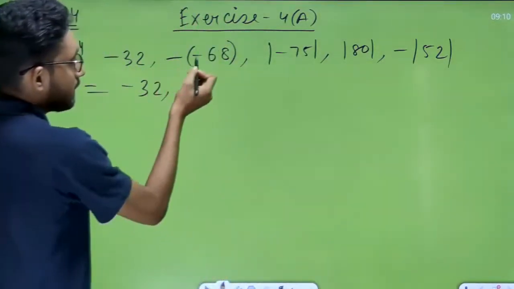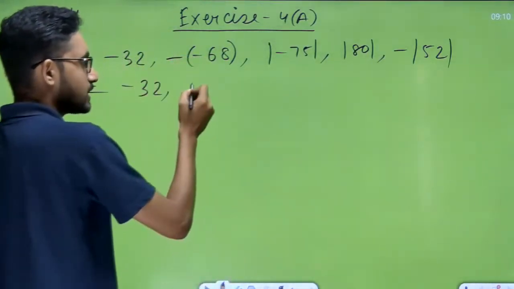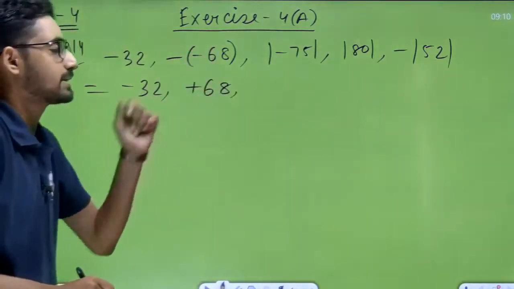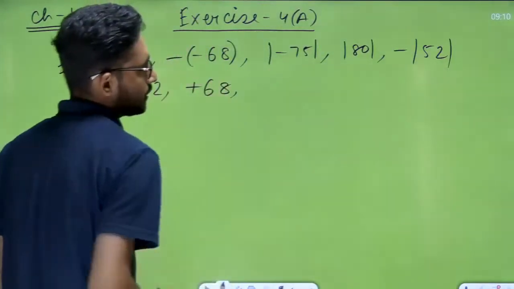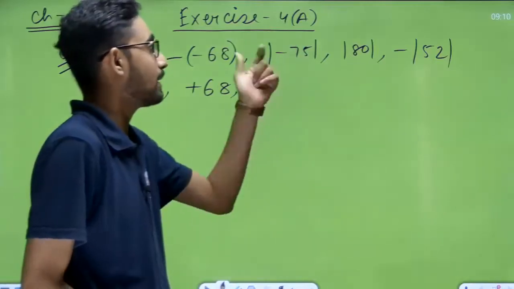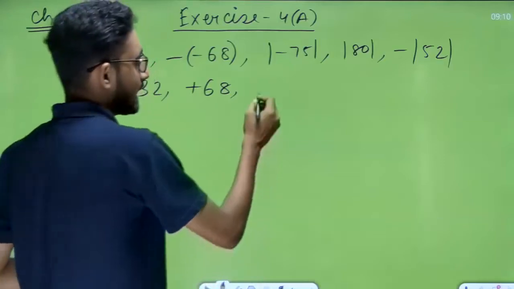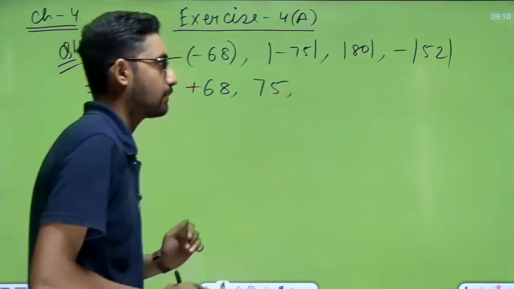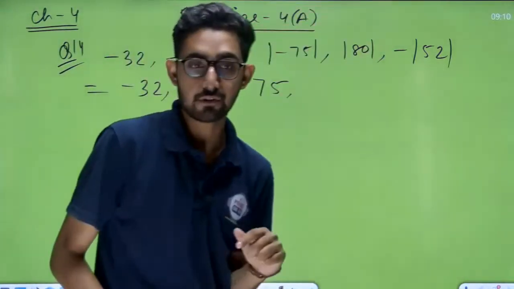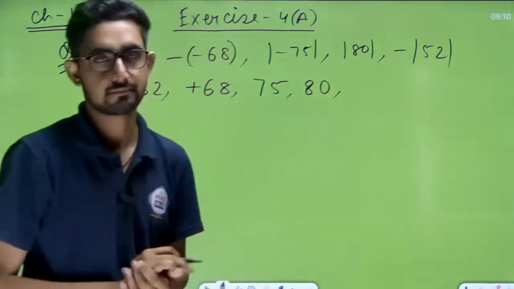How? Minus, we know plus. Always remember minus multiply with minus, that is plus. So we can write down 68. Okay. Minus of minus 68 is equal to plus 68. Now come here. What is the value of mod minus 75? The absolute value of minus 75 is equal to 75 only. Now what is the value of mod 80? All of you know what is the value of mod 80? That is 80 only. Done.